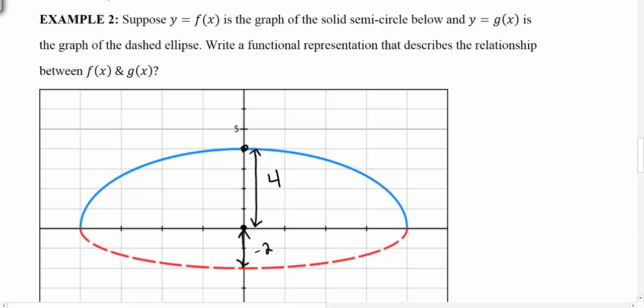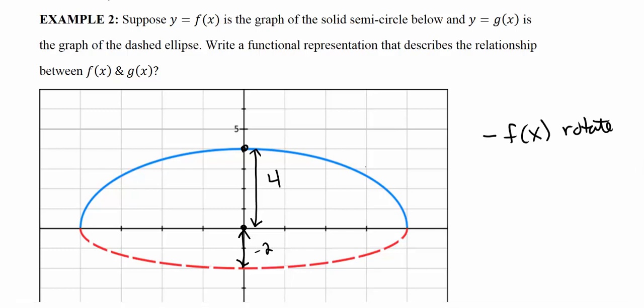I think intuitively we can all see that f of x, or the blue semicircle, has been rotated around the x-axis since the red graph lives below the x-axis, which means we needed to multiply f of x by -1 to rotate. However, if we had just rotated it, it would go all the way down to -4. It would be a direct rotation. So instead of going to +4, it would go to -4. But instead, it only goes down to -2.